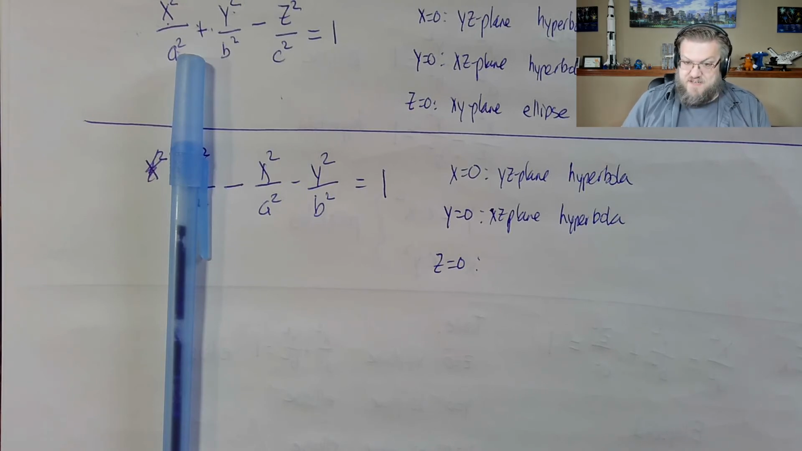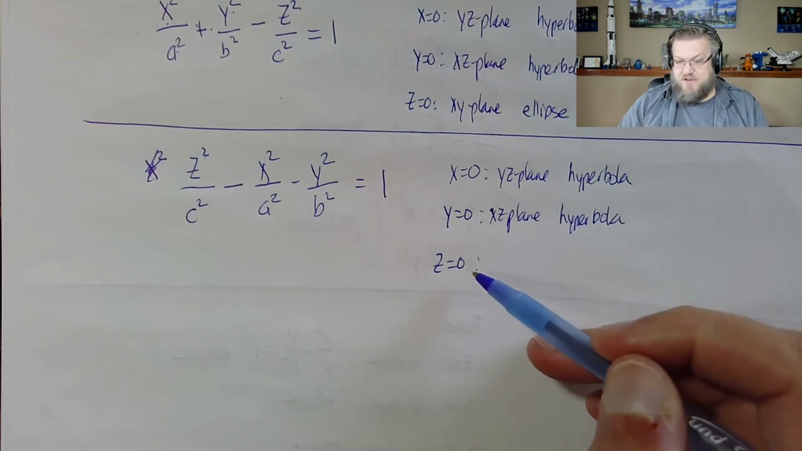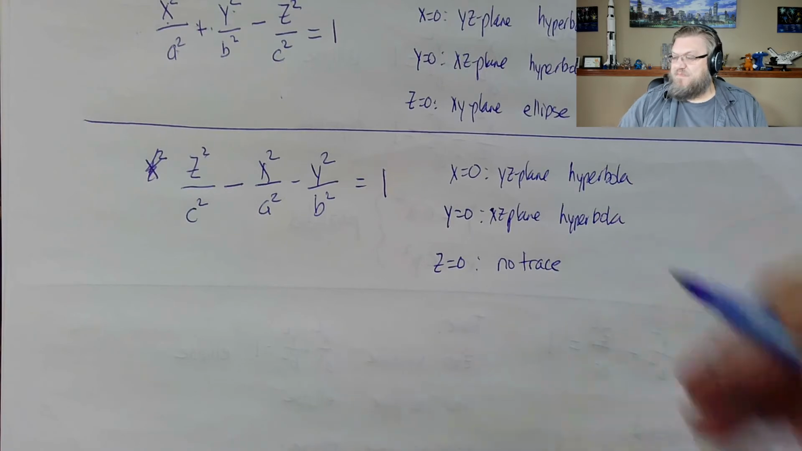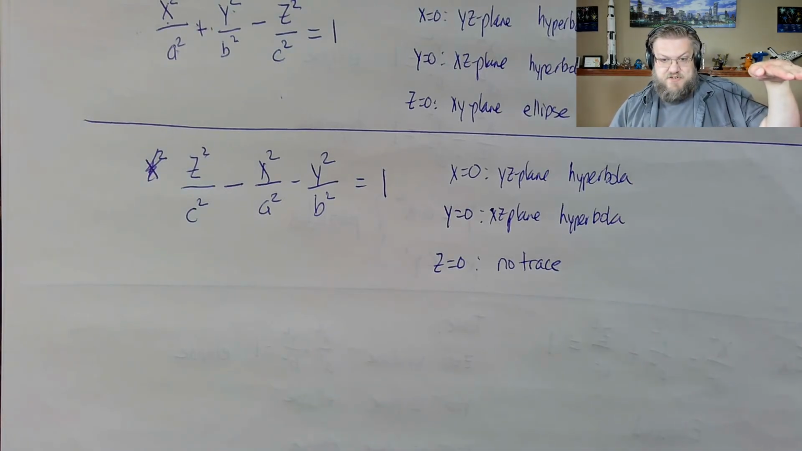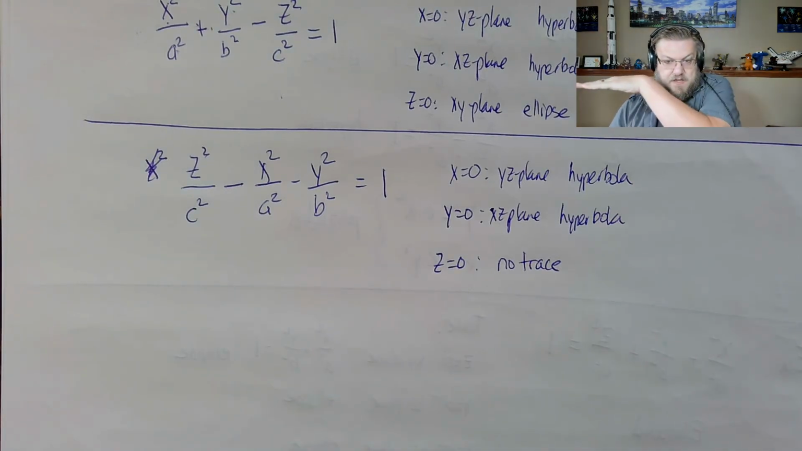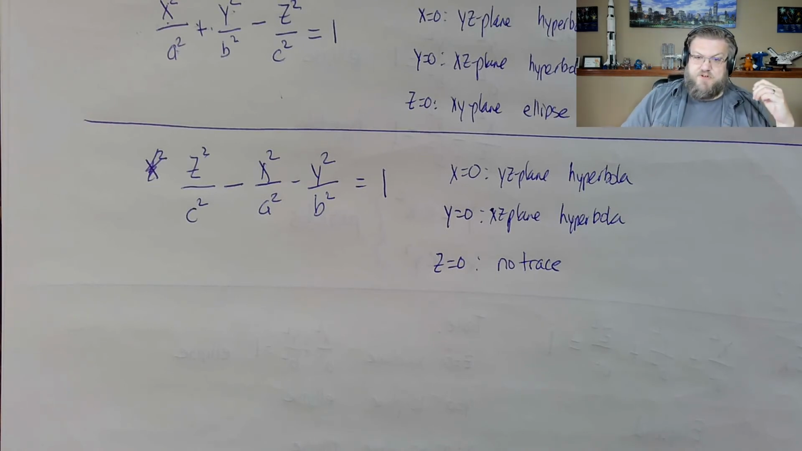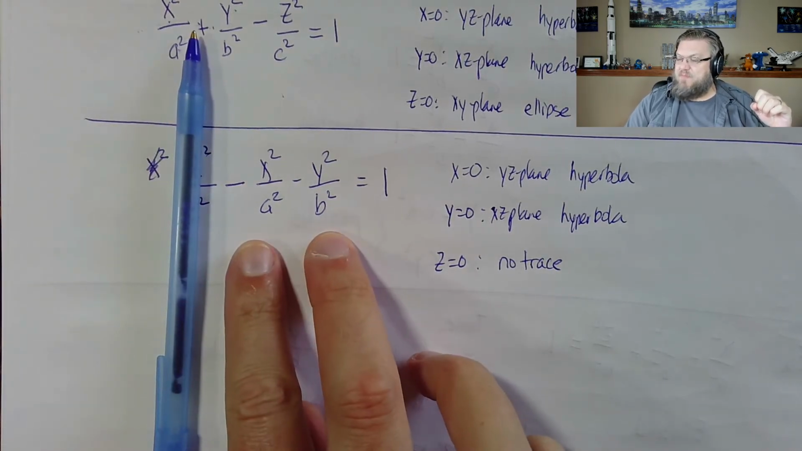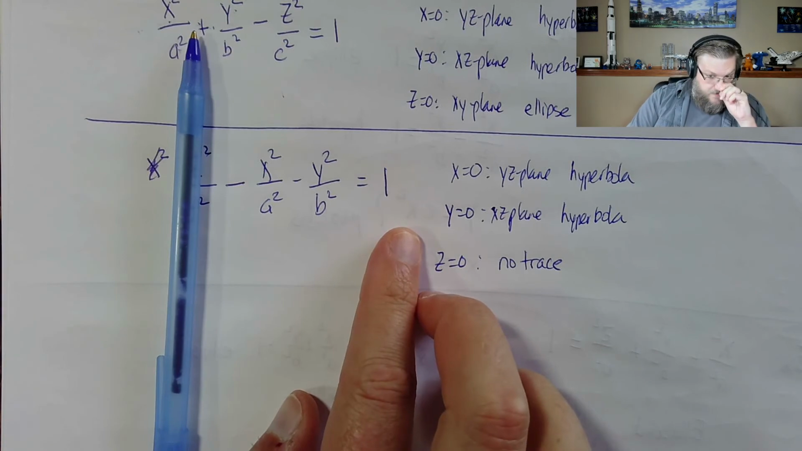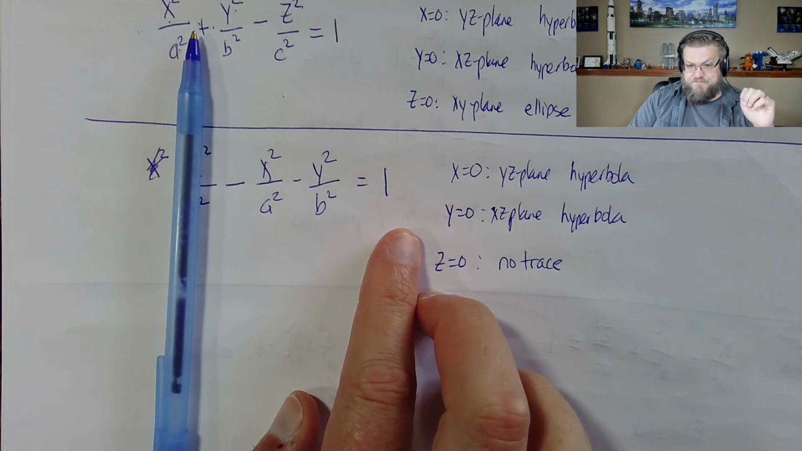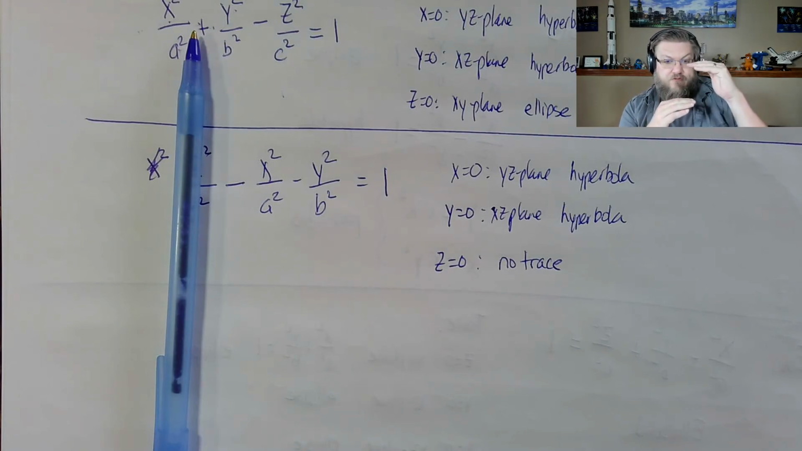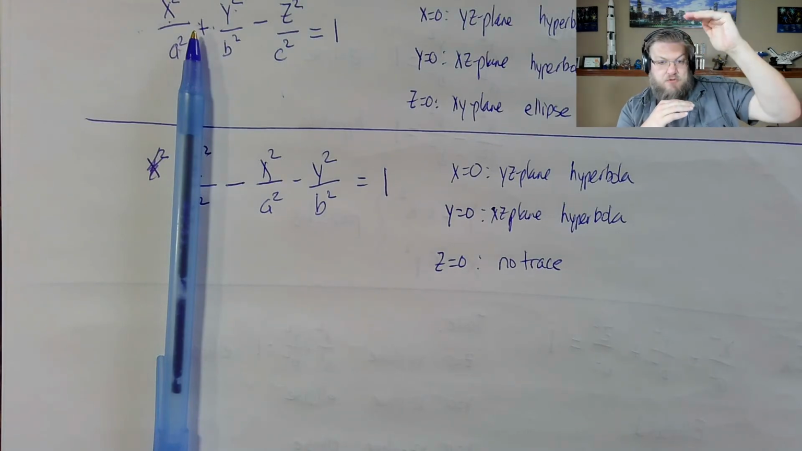So that's interesting. If I try to make z equal 0, there's no trace. In other words, when I try to intersect this surface with the xy plane, there's nothing there. There is no intersection because it provides a contradiction. If z is 0, this is a negative number that has to equal +1. That's impossible. Now, with that being said, would z equaling 1 work? Would z equaling 2 work? Would z equaling 3 work?